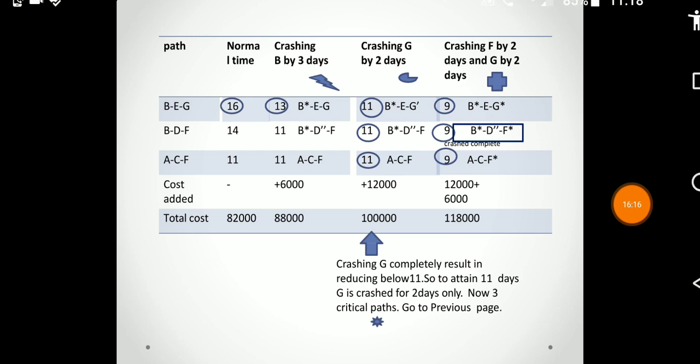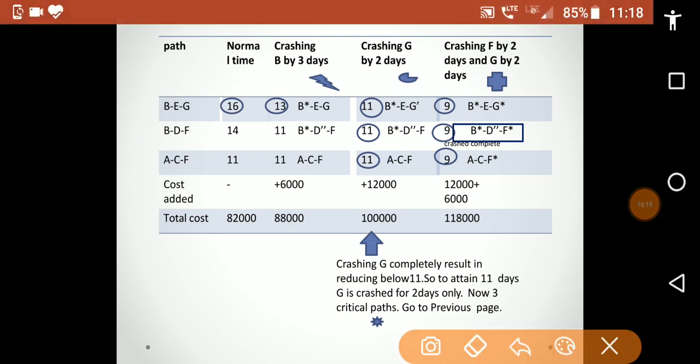So let us see the 3 paths of the network. First is BEG. Normal time is 16. It was the critical path. Here crashing B by 3 days, B star EG, so this is 13. Now crashing G by 2 days, B star EG dash is 11. Now crashing F by 2 days and G by 2 days, the total value is 9.